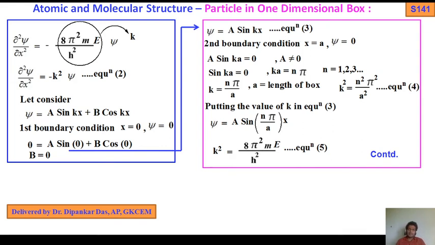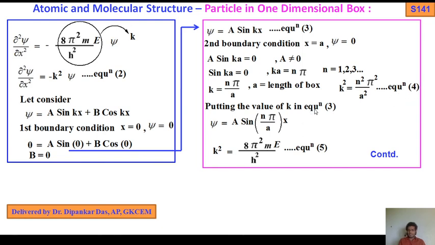Now the second boundary condition. What is the second boundary condition? x equals a and psi equals 0. Then psi equals 0 gives A sin k a. So sin ka equals 0, where A is not equal to 0. Now sin ka equals 0, so we have ka equals n pi, where n is 1, 2, 3, or k equals n pi by a, where a is the length of the box. If we square both sides, we get k square equals n square pi square by a square, which is assigned as equation number 4.